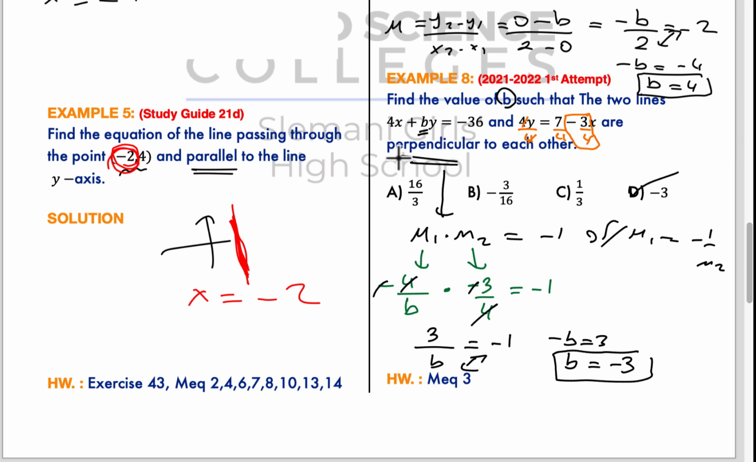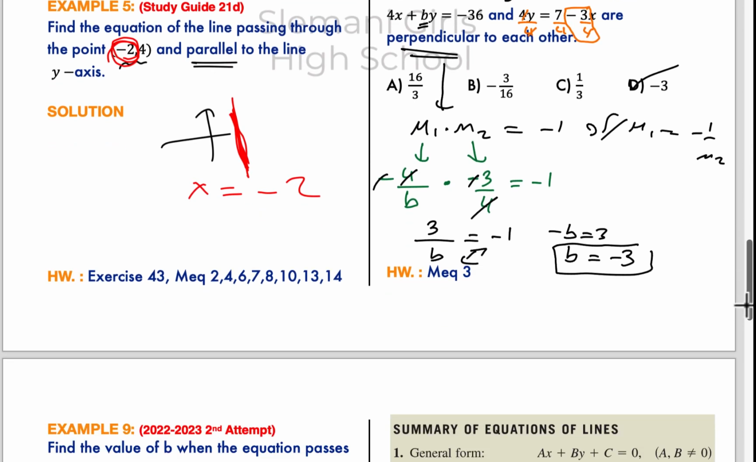What is the rule? Two lines being perpendicular to each other means their slopes are opposite reciprocals. In other words, the product of the slopes is negative 1. Find the slope of each line, multiply them, equate it to negative 1, and isolate the unknown, like the previous question. All right.